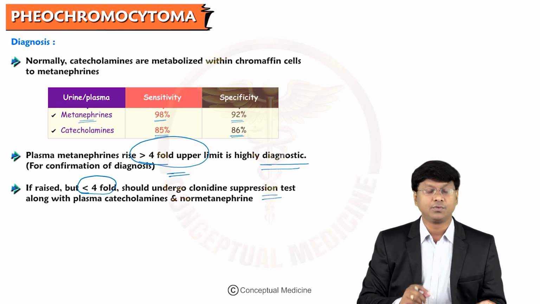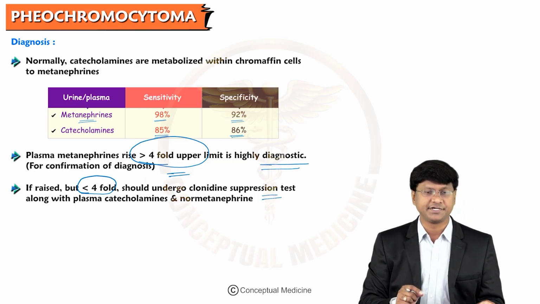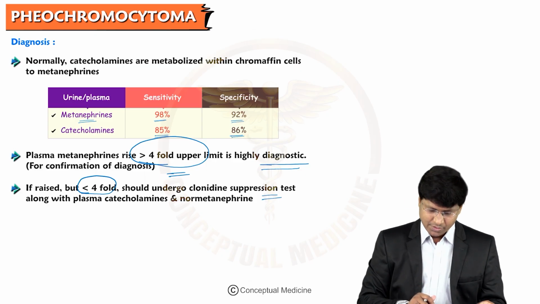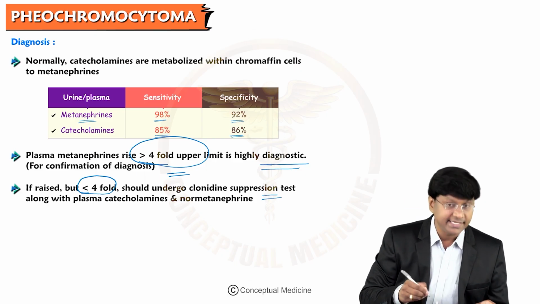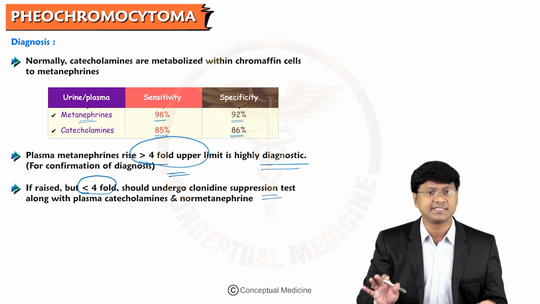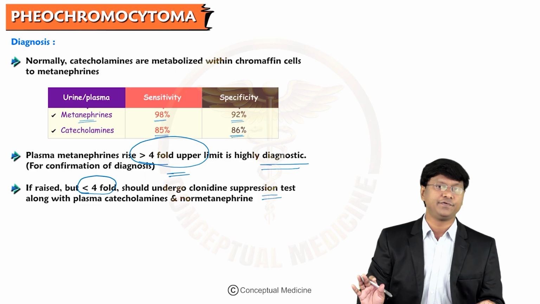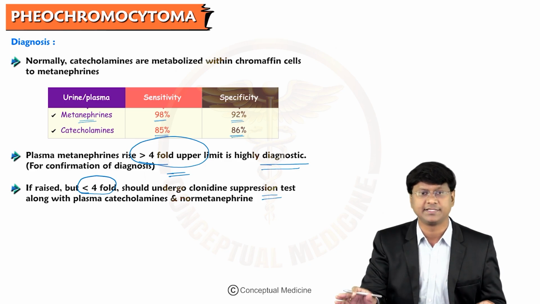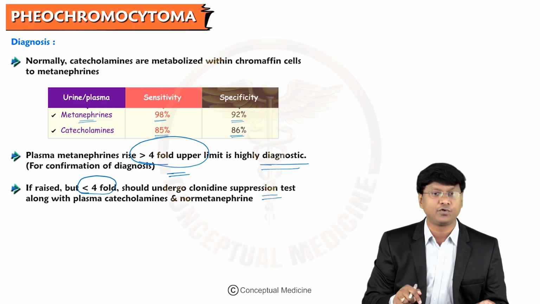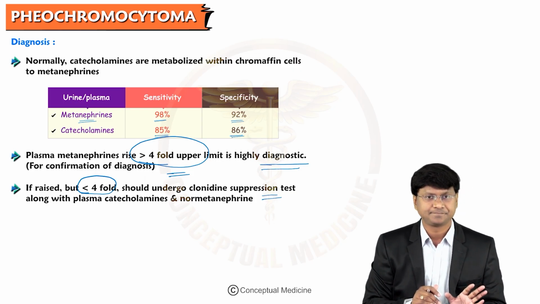suppression test. Now, what is this particular clonidine suppression test and why do we do it? Let me explain. Whenever the increase in your epinephrine and norepinephrine is more than fourfold, definitely it is confirming the diagnosis of your pheochromocytoma. There is no doubt in that. But if it is less than fourfold, then it is doubtful.